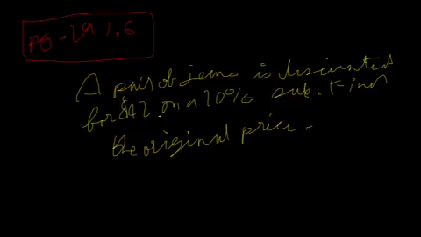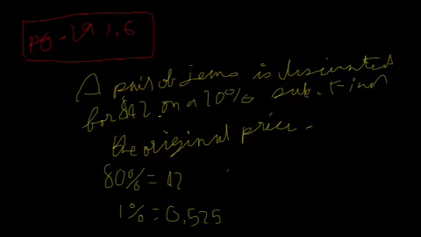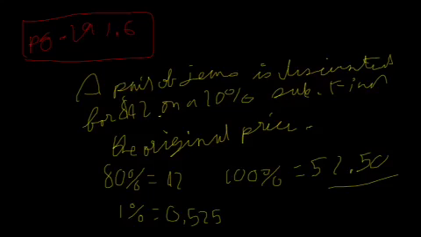Okay, so what we need to do is we know that 80% is going to be equal to the $42. So we divide this by 80 to find out 1%. Okay? 42 divided by 80 is 0.525. And we multiply that by 100 to find 100%, which is equal to $52.50. So that's the most of the simple percentage calculations.